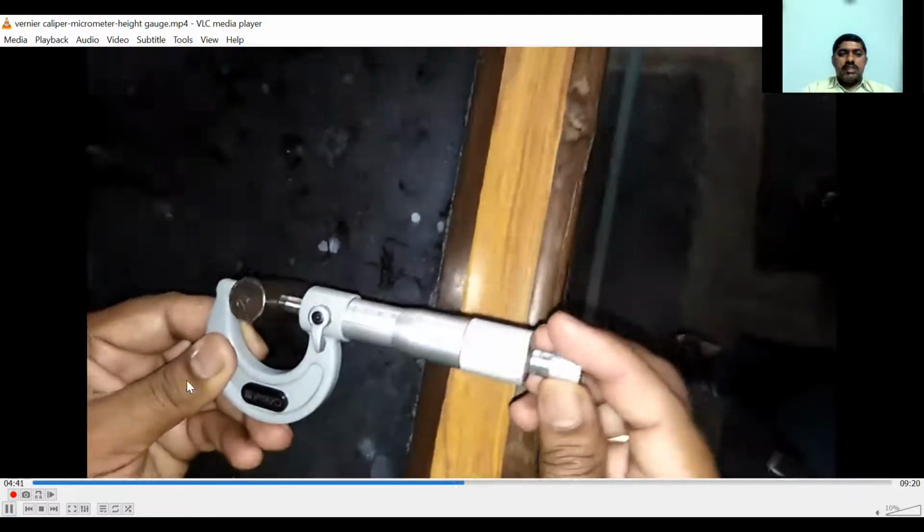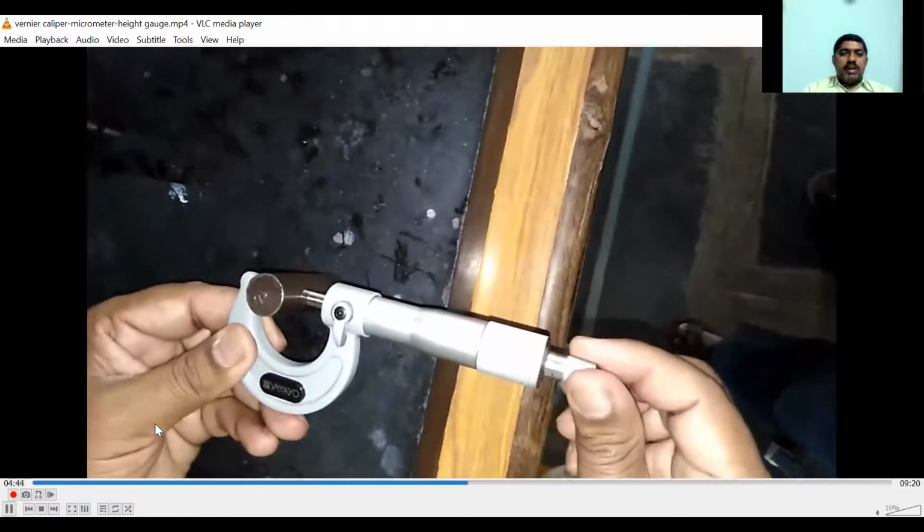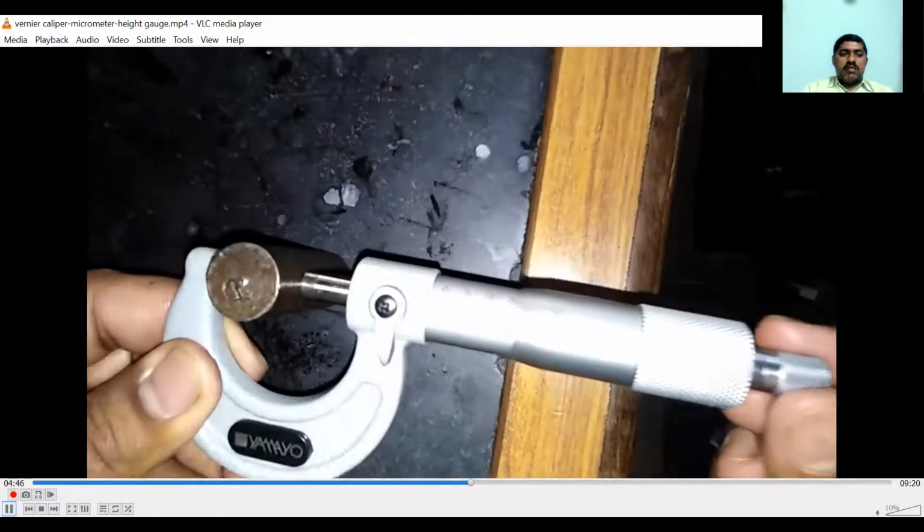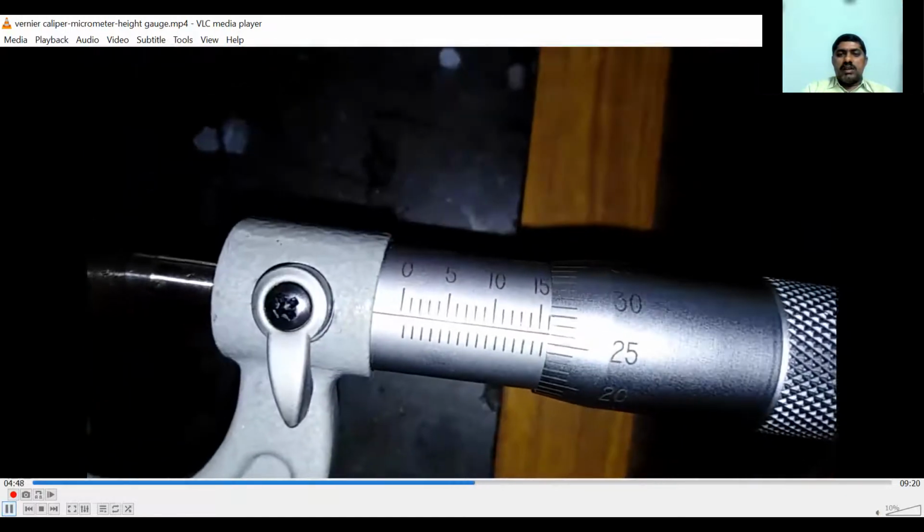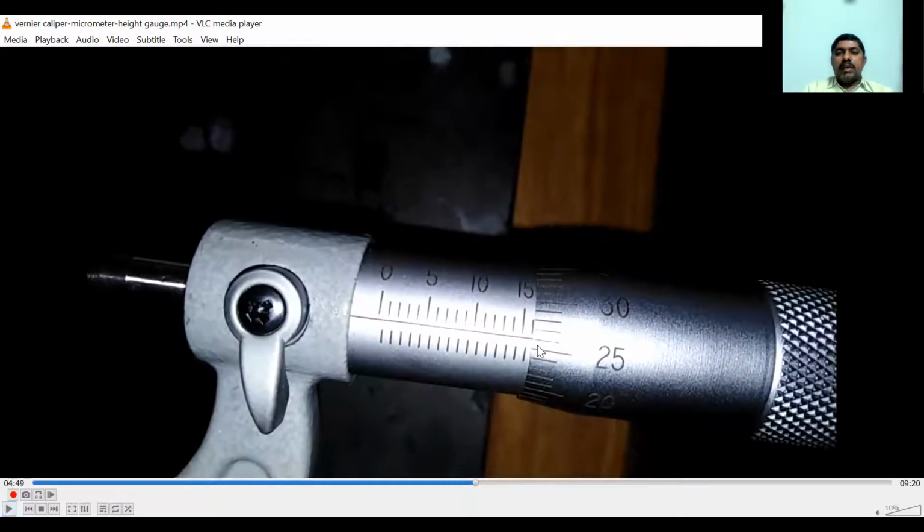Similarly, we will change the position of the micrometer on the workpiece. Again, we will see what the main scale reading and the thimble reading are. So it is 15.5, and the 26th division is coinciding with the reference line on the barrel. So 15.5 plus 26 into 0.01 will give us the total reading.